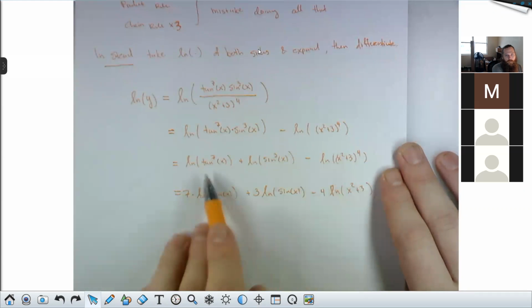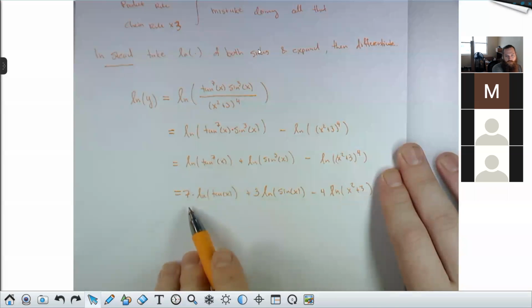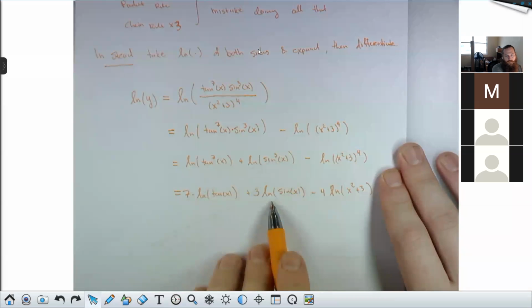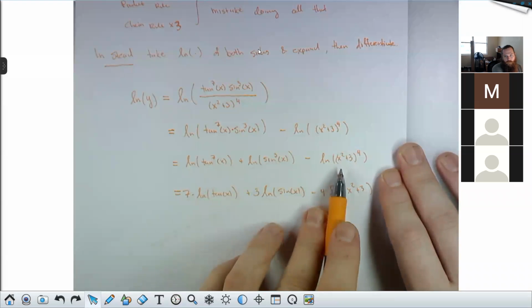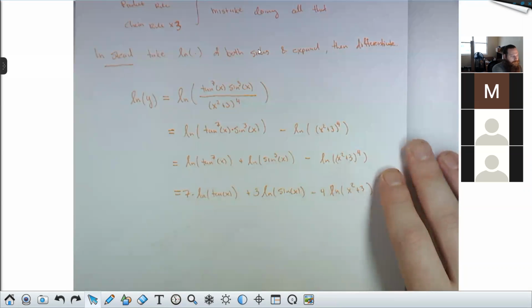And then finally, I bring the powers down. So this is tangent of x all raised to the 7th power inside the logarithm, so that 7 can come down. This is the sine of x all raised to the 3rd power inside this logarithm, so the 3 can come down. And this is x squared plus 3 all raised to the 4, so the 4 can come down.